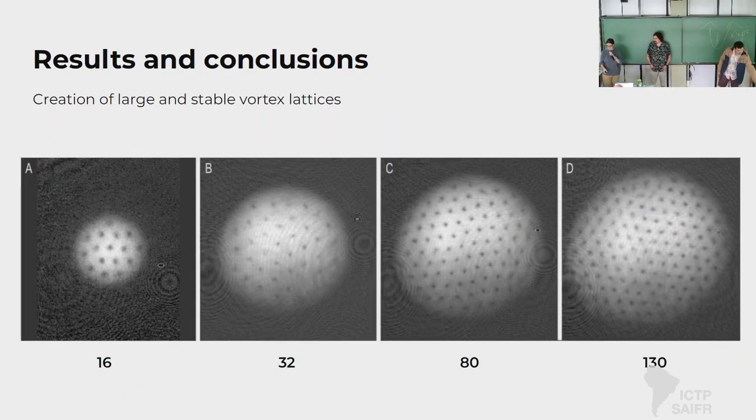So with this experiment, they get lattices of up to 130 vortices, and they remark strongly that they are almost free of defects, even around the boundary and in most of the realizations. I mean, they have some with defects, but not all.